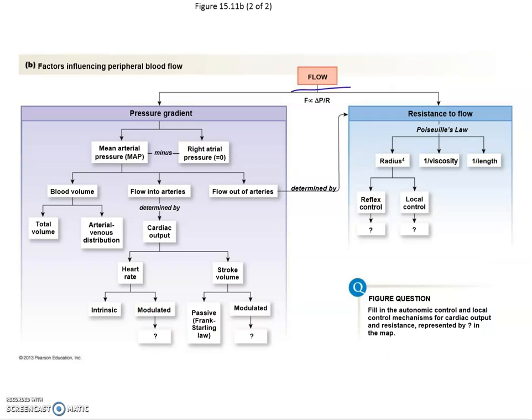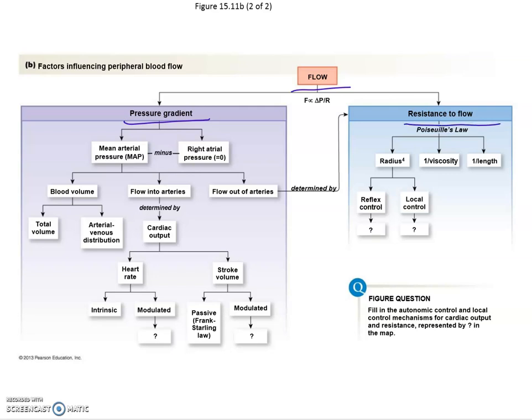So the flow would be determined by the pressure and the resistance. The pressure gradient here is mostly determined by the mean arterial pressure and some other factors that you can see right here.